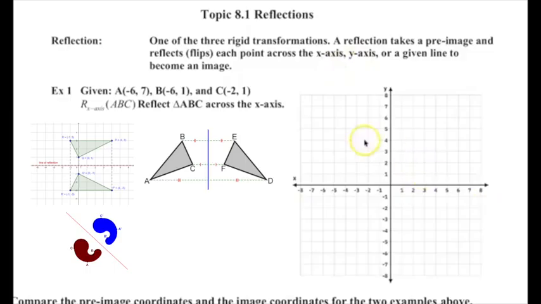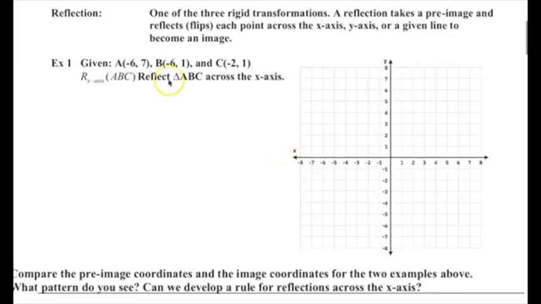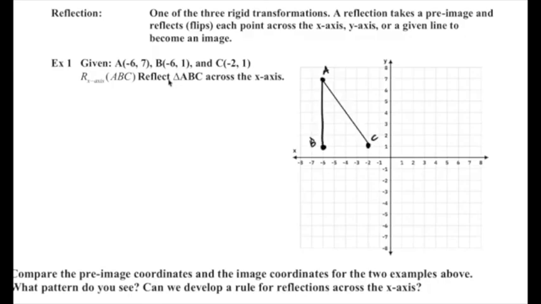We'll reflect across that line to get a new image. It'll be the same image, same size and shape, just reflected, just moved to a different place. Let's start by plotting our points. A is -6, 7, right there. B is -6, 1, right there. C is -2, 1. There's my C. Let's connect those points. And like that.